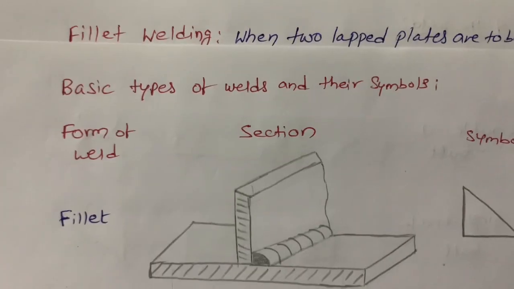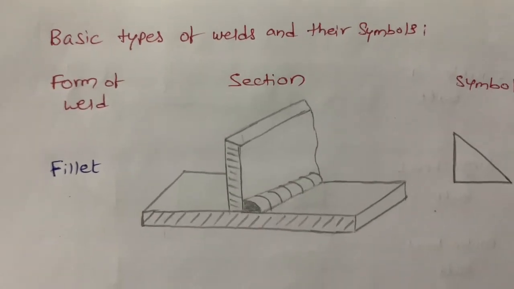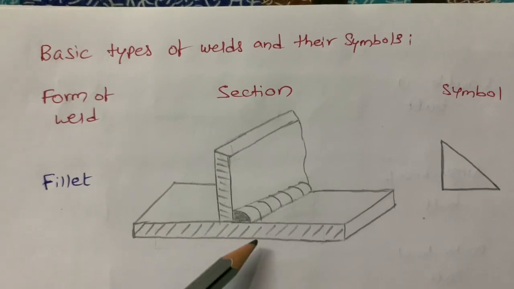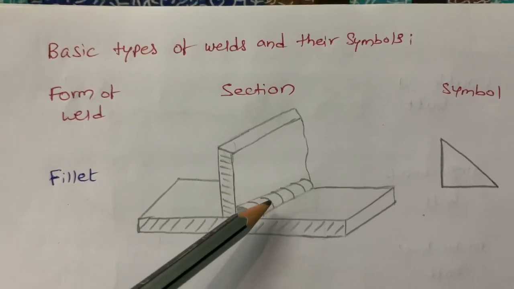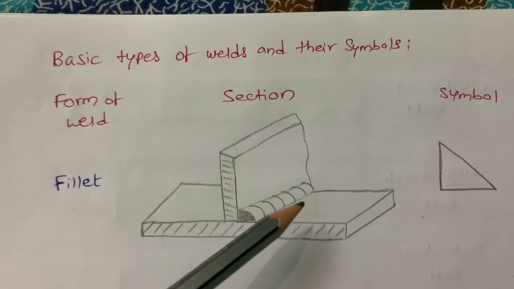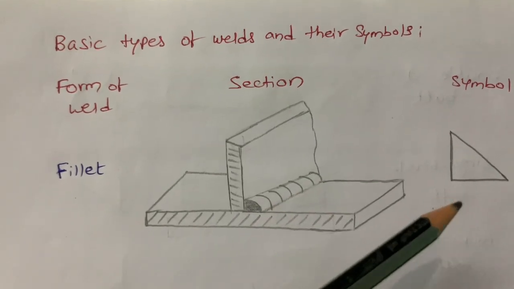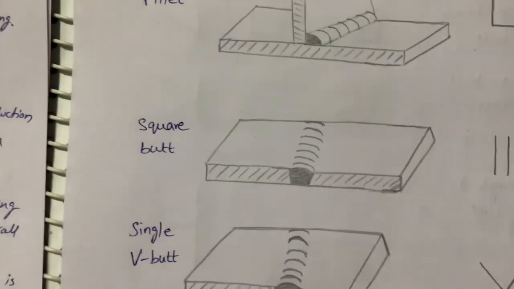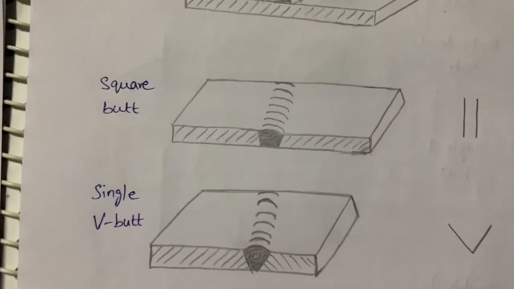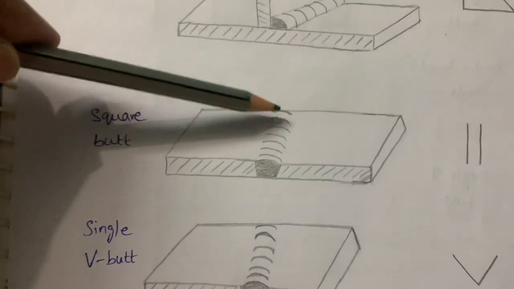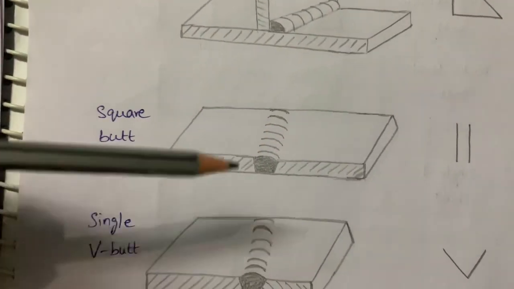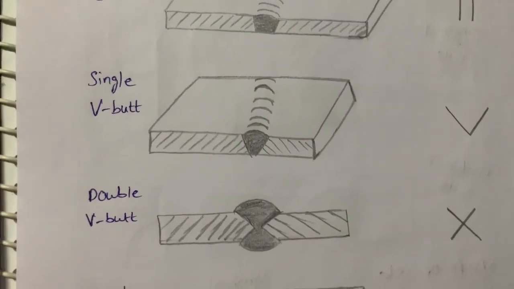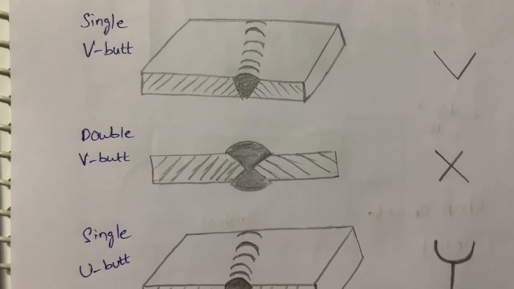So these are the basic types of welds and their symbols. The first basic type is the fillet weld. This is one member and this is another member, and I am going to weld in this portion. This shape is called a fillet weld, and this is the shortcut symbol. Like that, there are some other symbols: square butt and single V butt. This is the welded portion and this is the welded portion. These are all top views of the structural member. Then double V butt, next single V butt, like that.